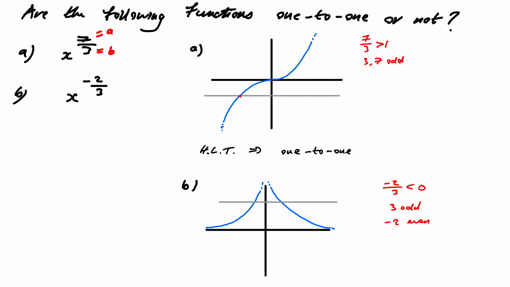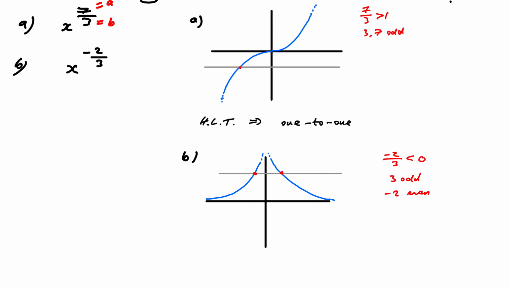If I give you any horizontal line up here, and all it takes is one horizontal line to mess stuff up, remember? And I've messed up, right? So here the horizontal line test implies not one-to-one.